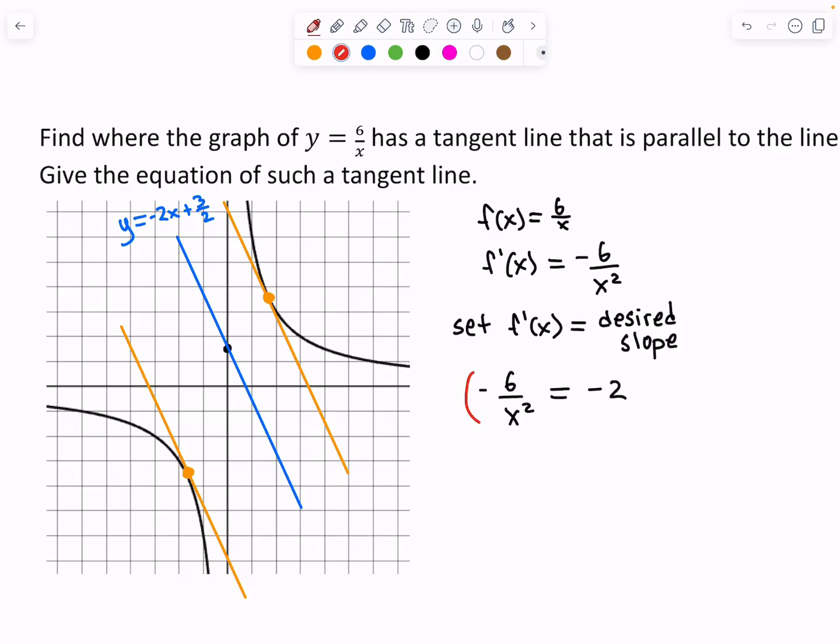I'll begin by multiplying both sides by x squared. Well, x squared times this fraction, the x squareds will cancel, leaving minus 6 on that side of the equal sign. And now multiply these two expressions, just giving me negative 2x squared. Now I'm going to divide both sides by negative 2.